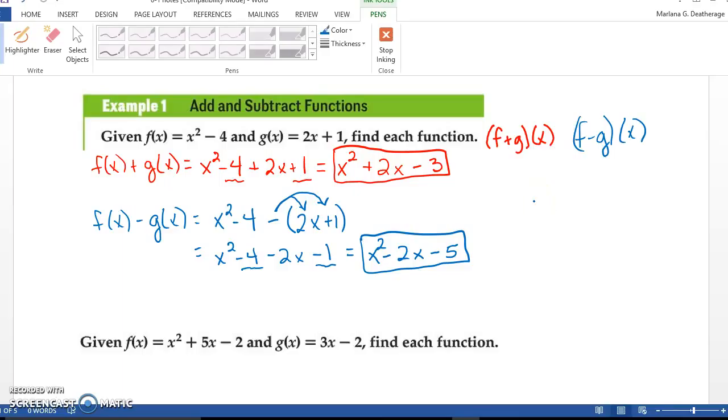Alright, so now we're going to do the next one. Same thing. So this one is example 1A, if you want to put that on there. So this one will be example 2. Whoop, it's not right. It'll be example 1B, sorry.